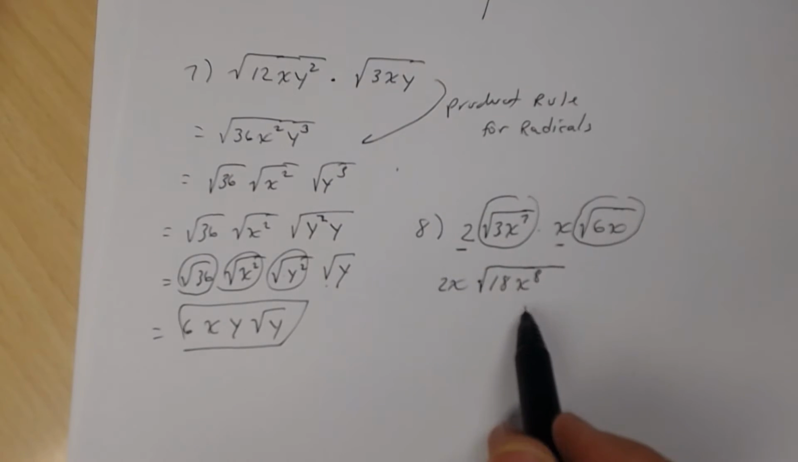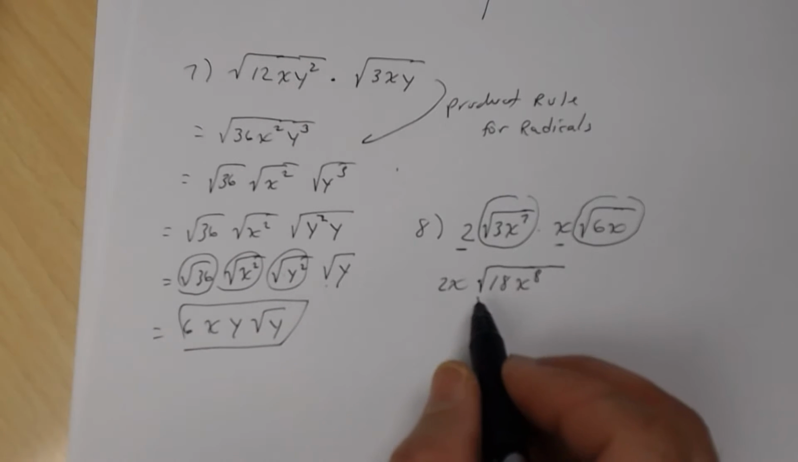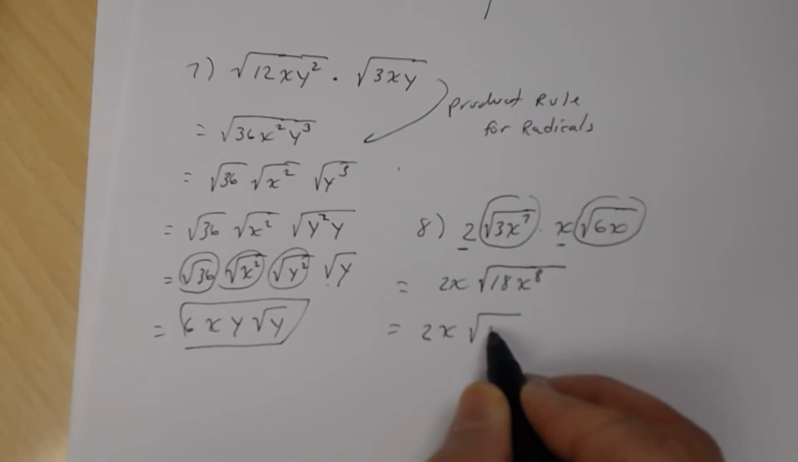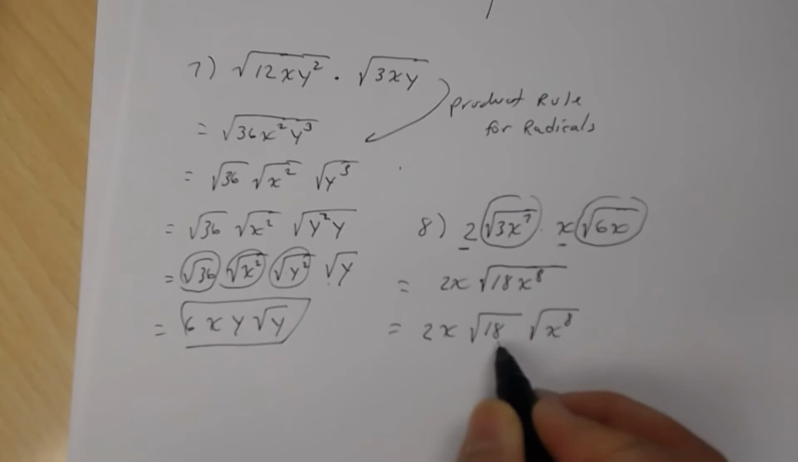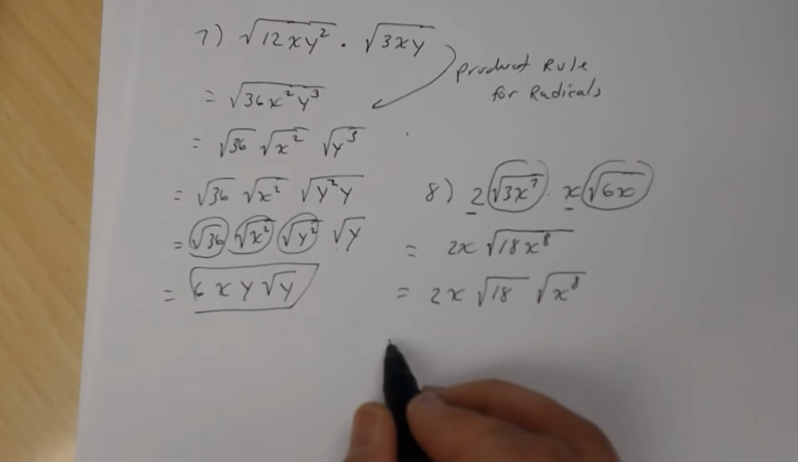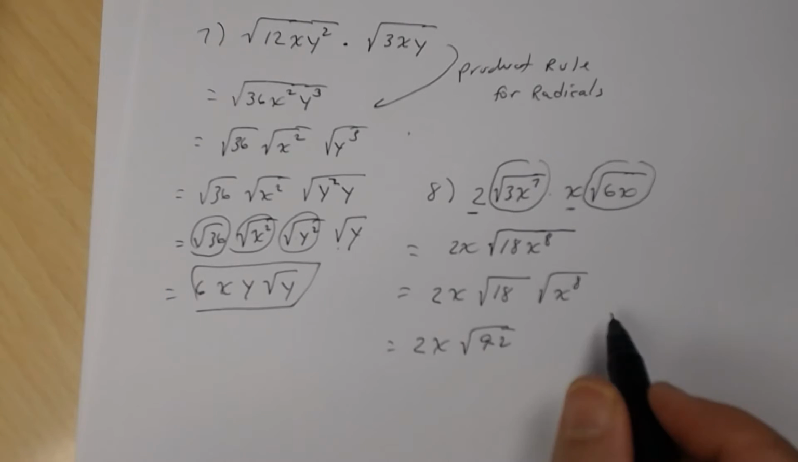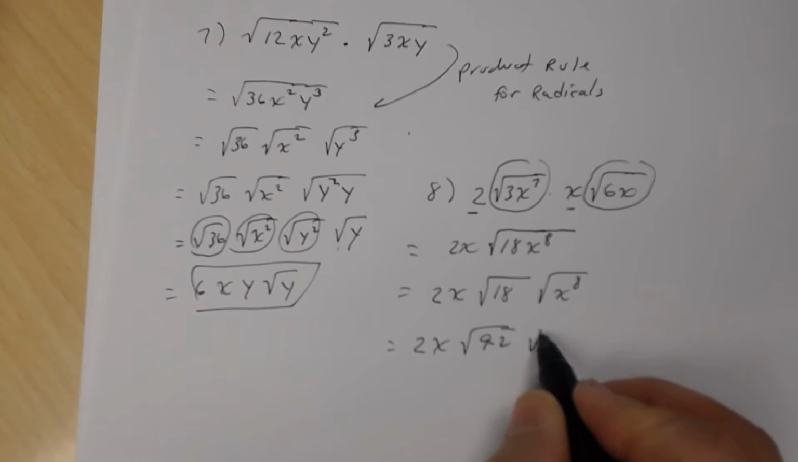Okay, well, 18 I can simplify, because 9 is the largest perfect square that goes into 18. So I'm going to rewrite this as 2x times the square root of 18 times the square root of x to the 8th. And then remember, 18 is 9 times 2. So I'm going to write this as 2x times the square root of 9 times 2. Since 8's already even, I'm going to leave it alone. Square root of x to the 8th.